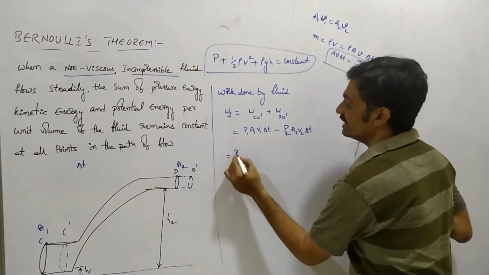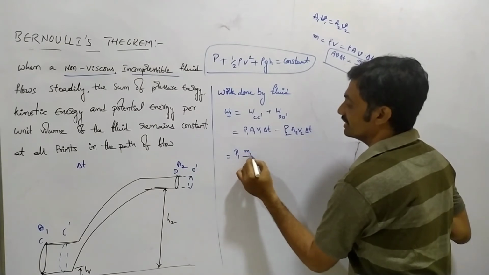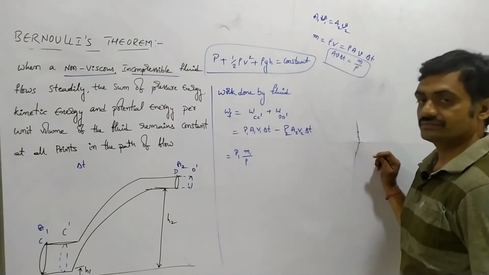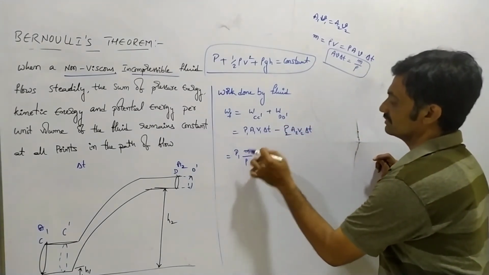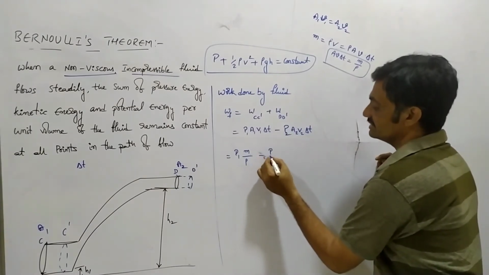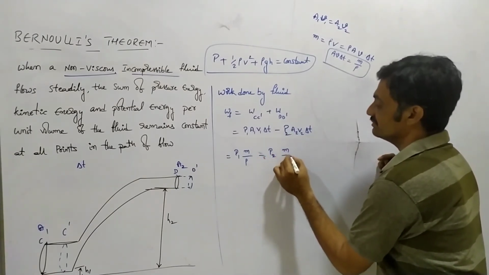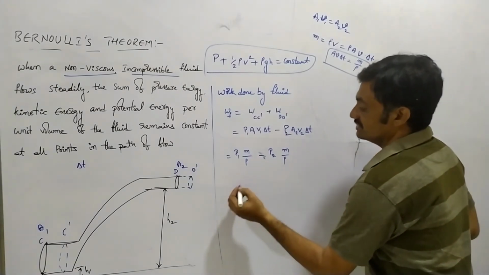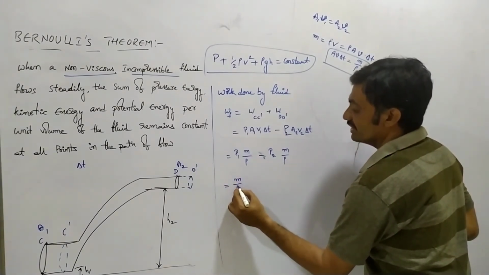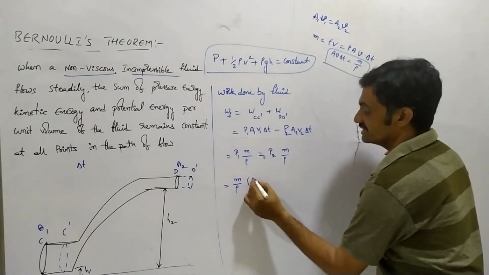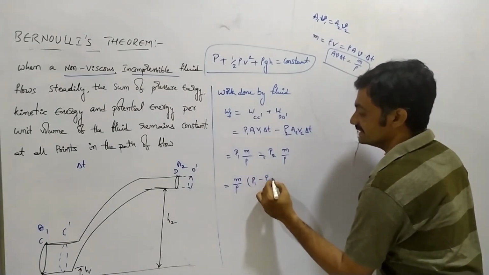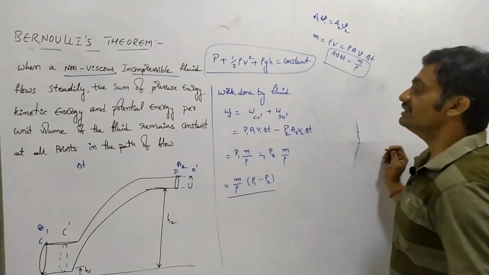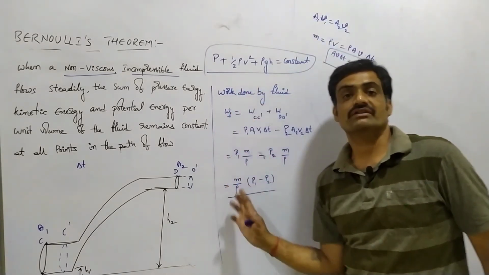Observe that P1 into M by rho minus P suffix 2 into M by rho. So as you observe, here we can take M by rho as common. Then we can represent it as P1 minus P2. This represents work done by fluid.